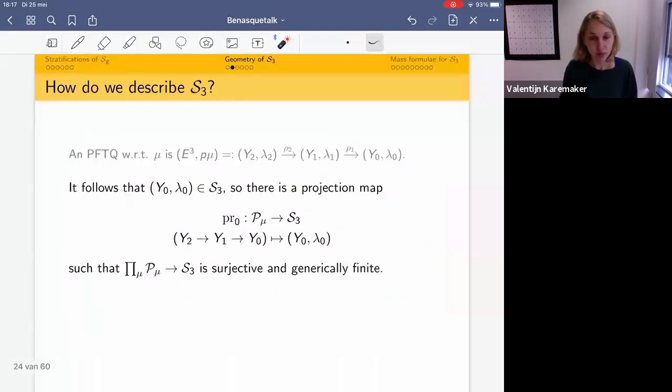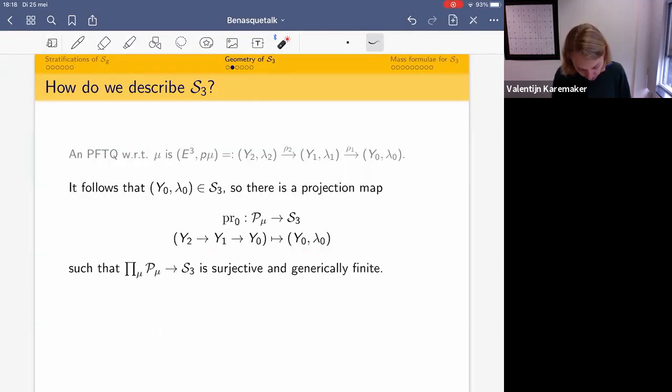And what is the precise relation between P mu and the S3? Well, here's a quick recap of the definition. It follows from the construction of a PFTQ that the last entry, so this y0 lambda 0, is principally polarized. So it's an element of S3. And so there exists a projection map from P mu to S3, where we just map the chain of isogenies to the last member. And here I've suppressed the polarizations on the left-hand side.